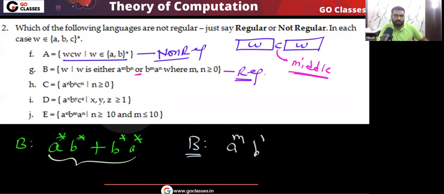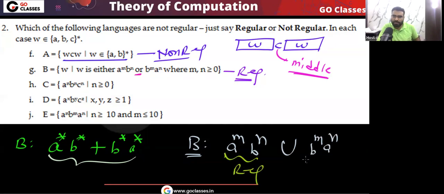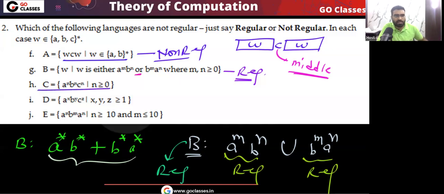Okay, and there is another regular language, that is a power m b power n union a power m b power n. Is this clear? So you can easily see that this is also regular, this is also regular. So it is a union of two regular languages, so you can easily see that this is also regular. Okay, what about the next one?